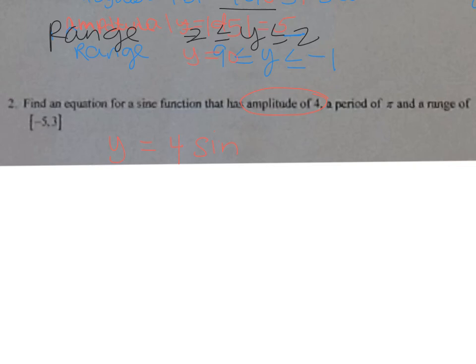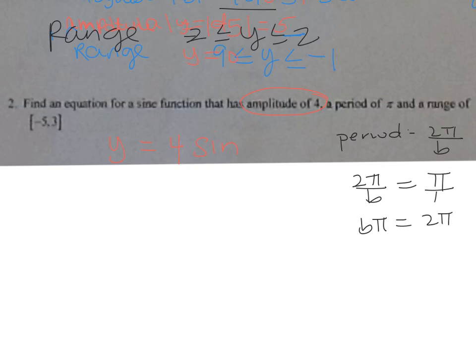So I have a period of pi. Now, what I get from the period is the b value. So remember, period is 2 pi over b. So I have 2 pi over b has to equal pi. So if I cross multiply so that I could solve for b, I get b pi is equal to 2 pi. Divide by pi, and I get b is equal to 2. So now I know that my 2 goes here, my 2x.